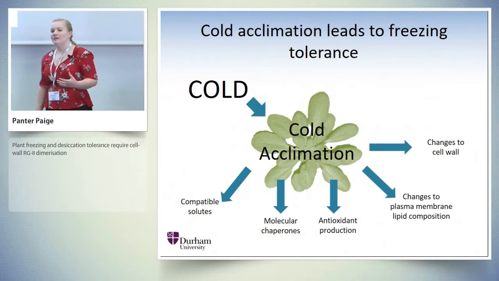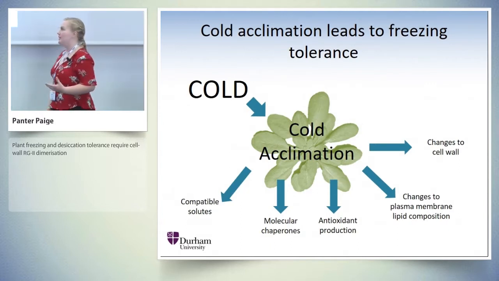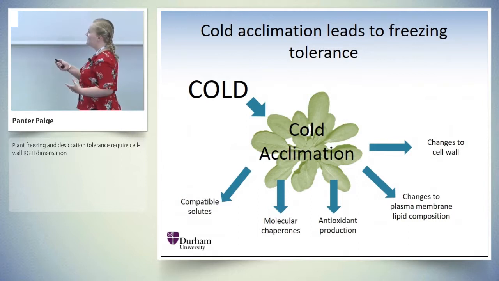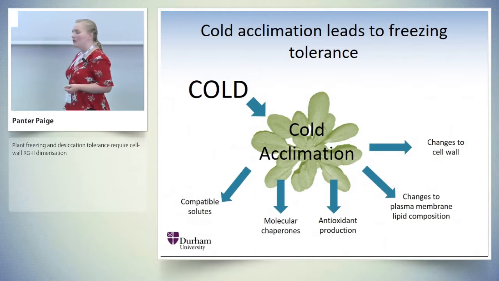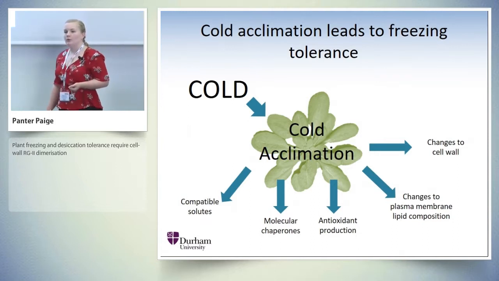Now, fortunately, a lot of temperate plants, including Arabidopsis here, which is the model organism that I use throughout my research, are able to undergo a process known as cold acclimation. And during this process, some really important changes take place within the plant that allow it to deal with that freezing stress.